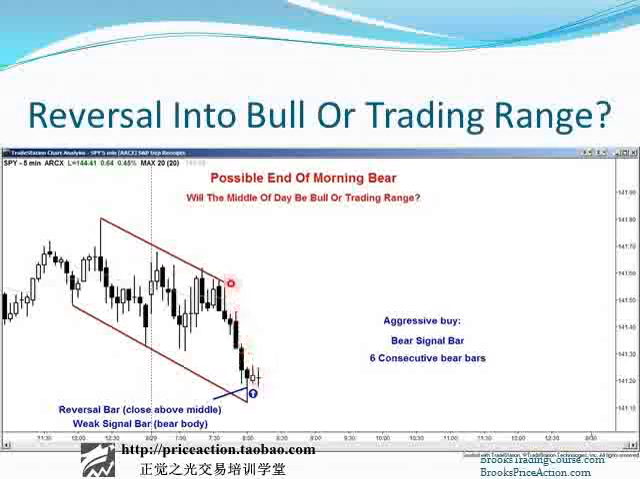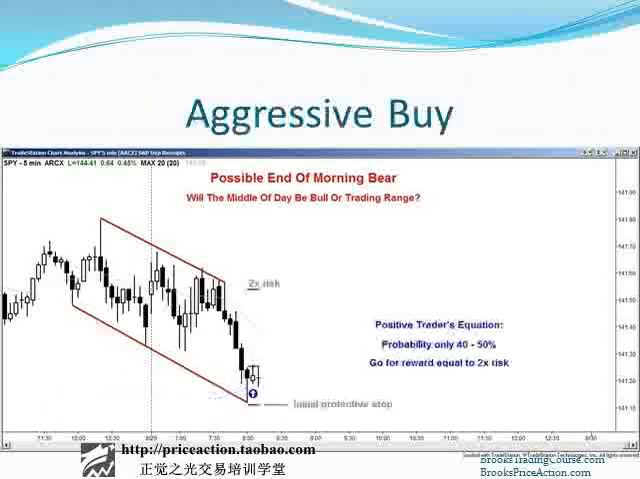So let's say you took the aggressive buy, 6 consecutive bars down, hoping that it's a sell vacuum test of the bottom of the channel. Okay. Your initial stop is below the low. Since you'll probably lose on the trade, right? The probability is less than 50-50. You have to go for a reward twice your risk.